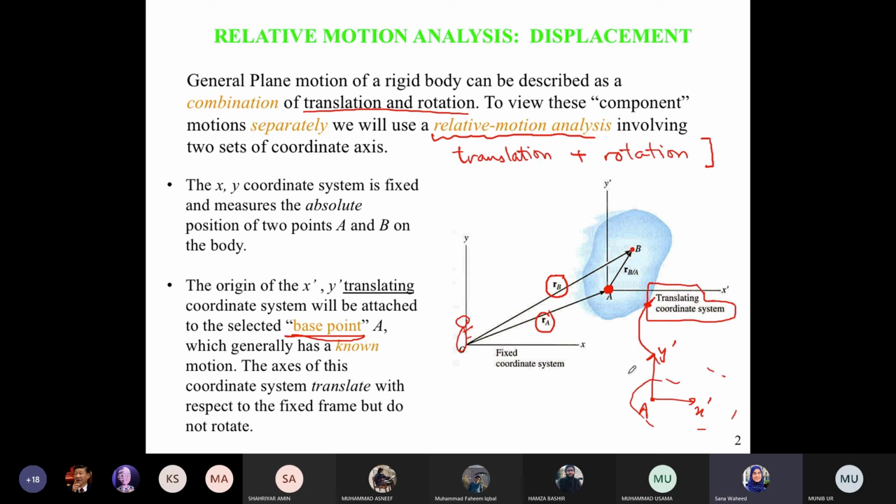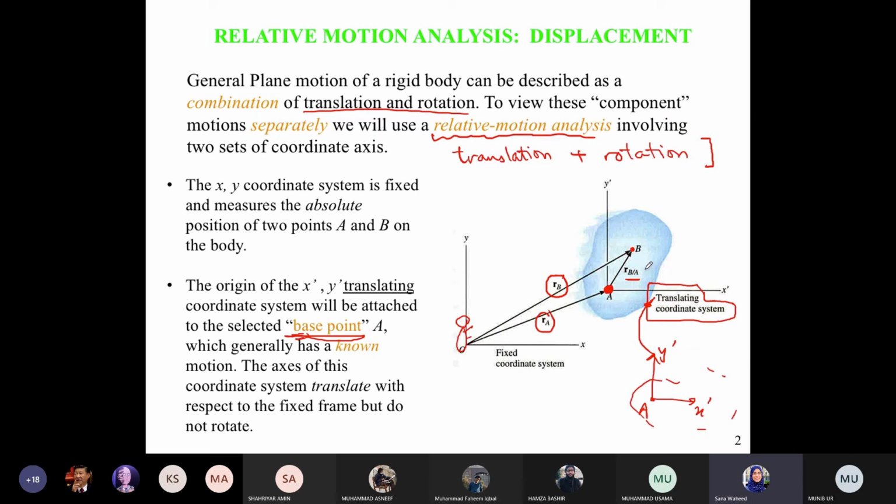Okay, so those are the things to point out: I have my fixed coordinate system from which I'm measuring my absolute positions. But then I also have a translating coordinate system which is placed on one point on the body, and I've chosen that point because I already know the motion of that point, and that's why I'm going to be calling it my base point. And relative to this point, I'm going to be defining the positions of all other points. So B's position relative to A is going to be this RB given A position vector.